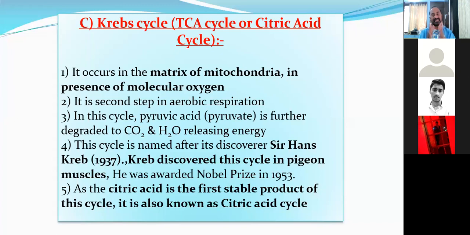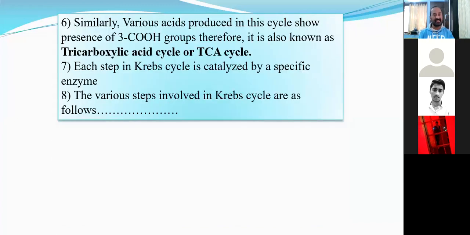It is also called the citric acid cycle, or TCA, or the Krebs cycle. Why Krebs? Because Sir Hans Krebs discovered it in pigeon muscles, and that's why it is called the Krebs cycle. He got the Nobel Prize for that. The first stable compound in the Krebs cycle is a 6 carbon citric acid. So the first stable compound became citric acid, so the name given was citric acid cycle.